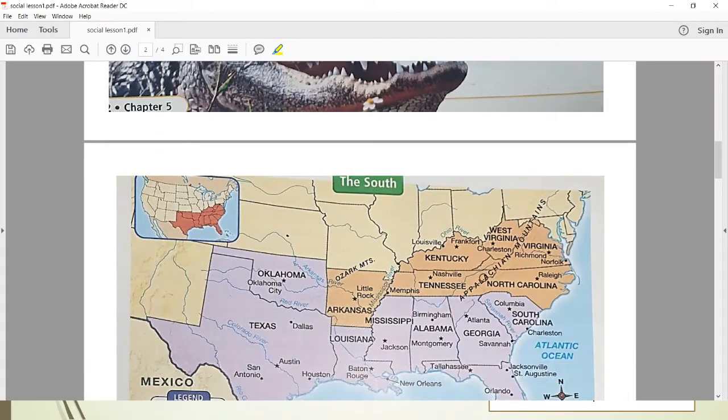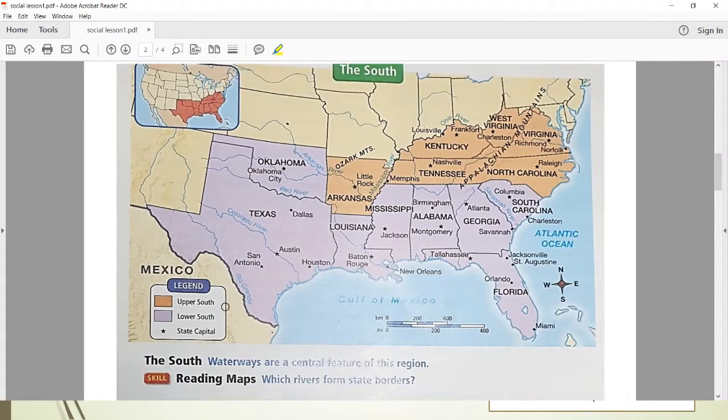Now, let's continue. Let's discuss first this map. As you can see, upper South, the color is a little bit brownish or a little bit of orange. So here, Arkansas, Tennessee, Kentucky, West Virginia, Virginia, North Carolina, these are the states that are found in the upper South. So which means that these states have a lot of mountains and some rivers. And here below, you can see the swamps, the wetlands. Alright, so here, like Florida, Georgia, Alabama, Mississippi, South Carolina, Louisiana, Texas, Oklahoma. These states are from the lower South.